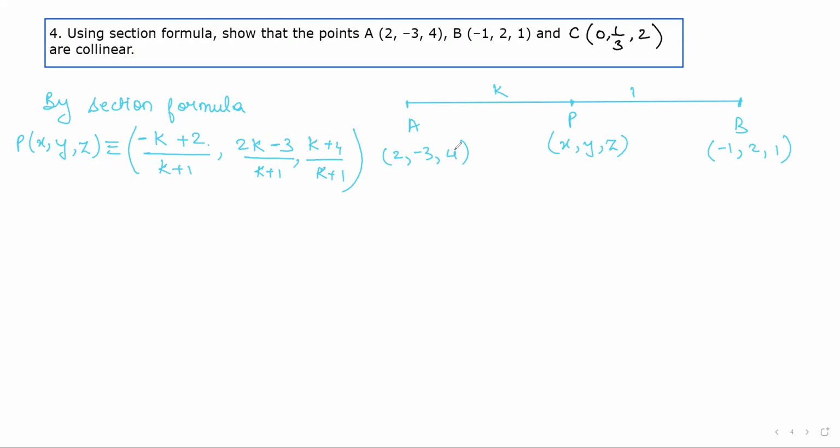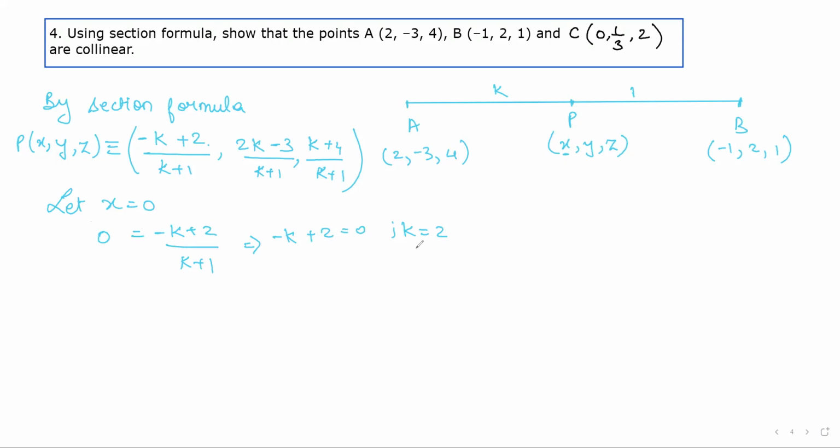If P were to coincide with C, if you say that these are equal, then we'll consider only one coordinate. Let x be equal to 0. So only one out of x, y, z coordinates we are equating it with C. If x is equal to 0, then calculate the value of k. So 0 will be equivalent to minus k plus 2 upon k plus 1. Minus k plus 2 is equal to 0, which gives you k is equal to 2.